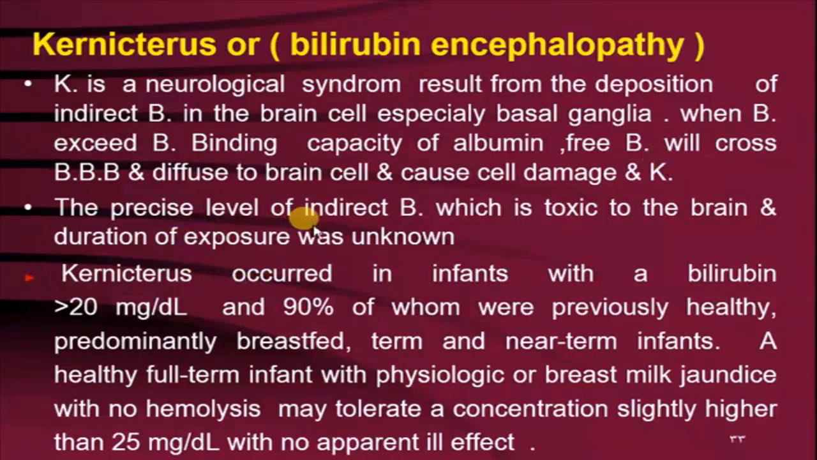The precise level of indirect bilirubin that is toxic to the brain, and the duration of exposure, are unknown. Kernicterus occurs in infants with bilirubin more than 25 mg per deciliter, 90% of whom were previously healthy, predominantly breastfed, term and near-term infants. A healthy full-term infant with physiological jaundice or breast milk jaundice with no hemolysis may tolerate a concentration slightly higher than 25 mg per deciliter with no apparent health effect.